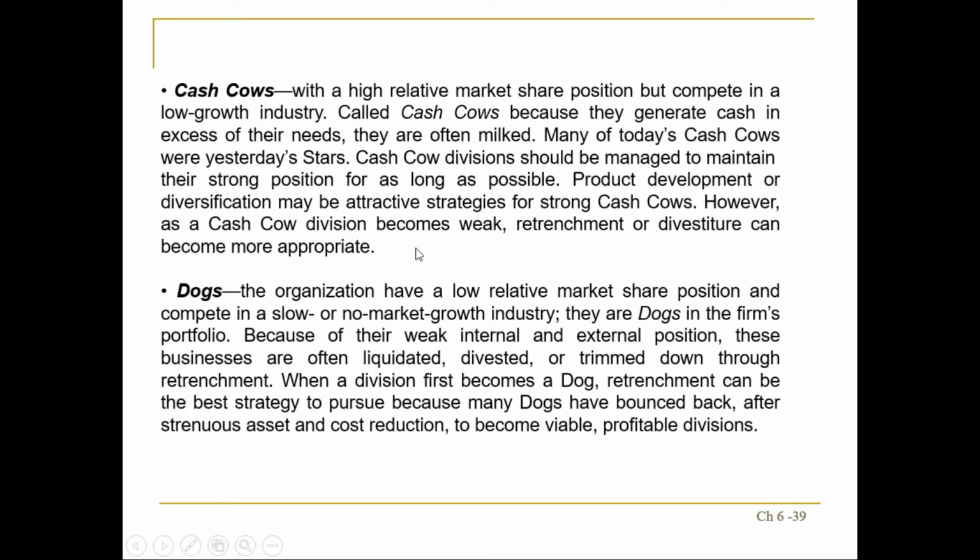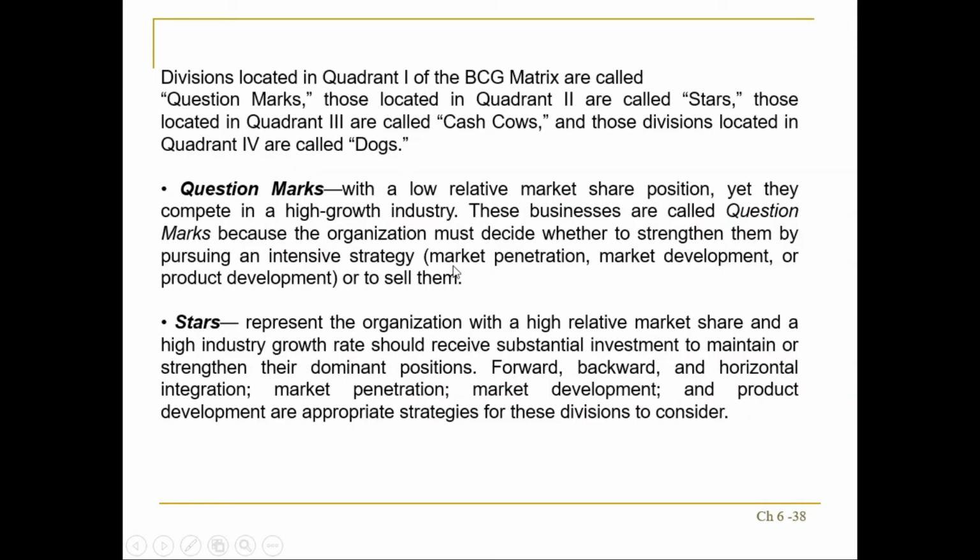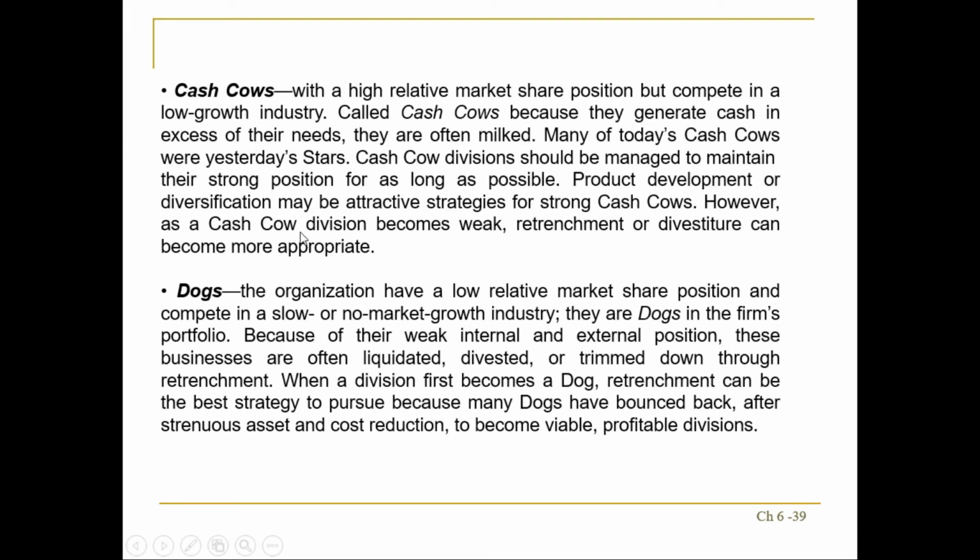If cash cow divisions become weak, it means that you are in the cash cow quadrant, but you do not have a good relative market share position. Instead of being close to 100%, you are nearby 50%, 60% or 55%, so you are losing your market share as well. In that case, you can go for retrenchment. By retrenchment we mean selling some division to the private sector, or going for a cost-cutting strategy.